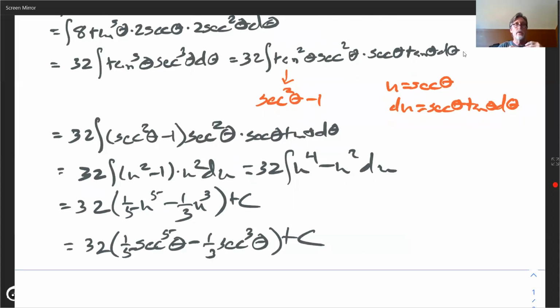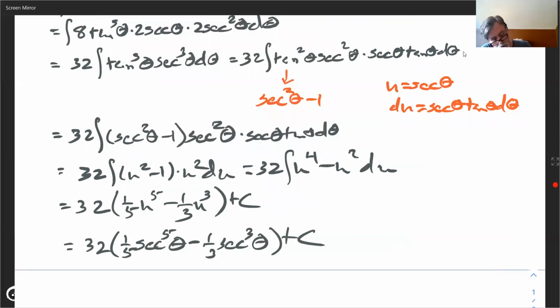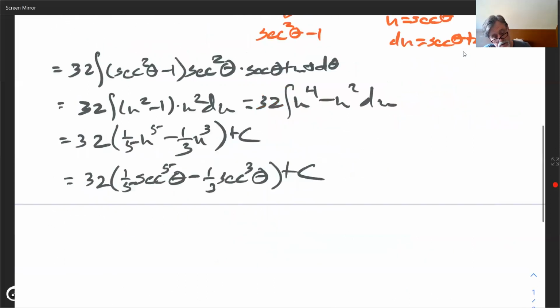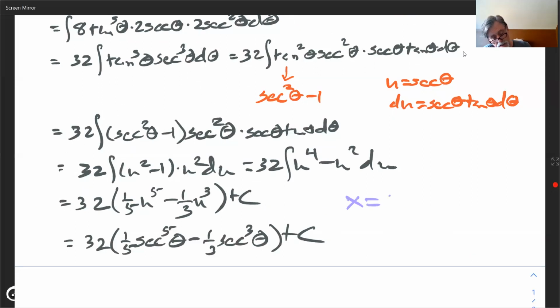Now, we went from x to theta to u. Now we went from u back up to theta. Guess what? We got to go up to x. There's different ways of doing it. This one, since it's just secant, I'll just do something weird like in a different color, maybe this color, and go, well, we know that from way above, we know this substitution. You go back to that substitution. It says, I'm sorry, making me seasick. x is equal to 2 tan theta. That means that tan theta is x over 2.